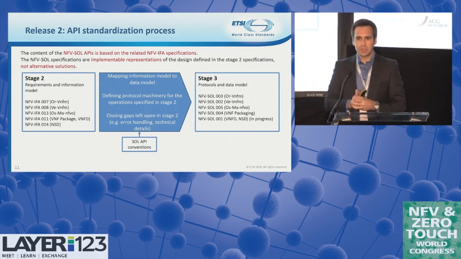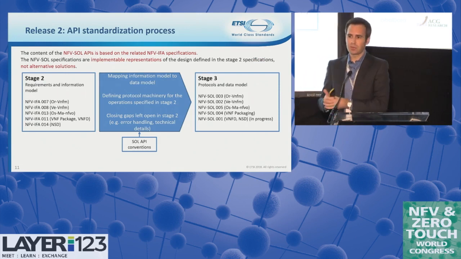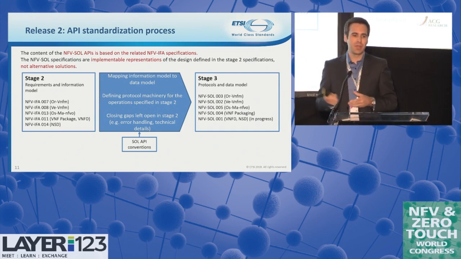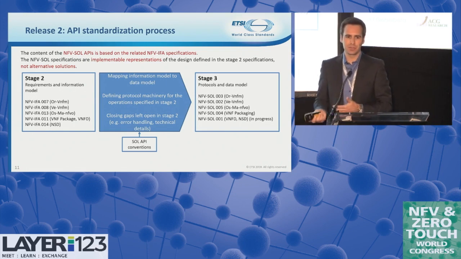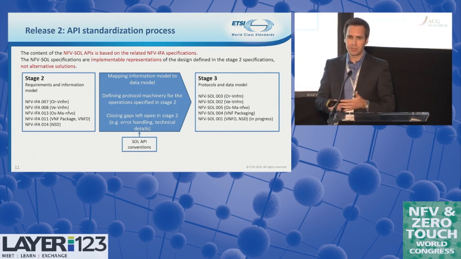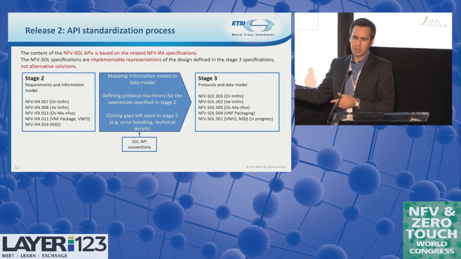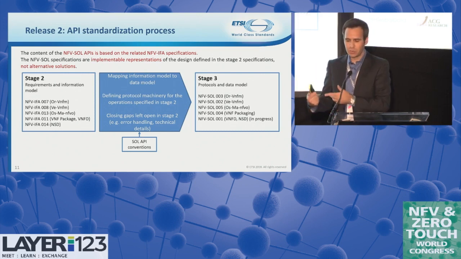Okay, so the release 2, as I mentioned, we have also progressed a lot on the delivery of stage 3 representations. As I mentioned, these are delivered by the SOL working group, and basically we refer to them as the SOL APIs. One piece of advice is that these SOL specifications are not alternatives to the IFA specs. They are just the implementable representations in the stage 3. For example, here in the picture, I show you that there is a correspondence between the stage 2 and the stage 3 specifications. We have IFA 7, IFA 8, and IFA 13, and the corresponding ones in the stage 3 are the SOL 3, SOL 2, and SOL 5.